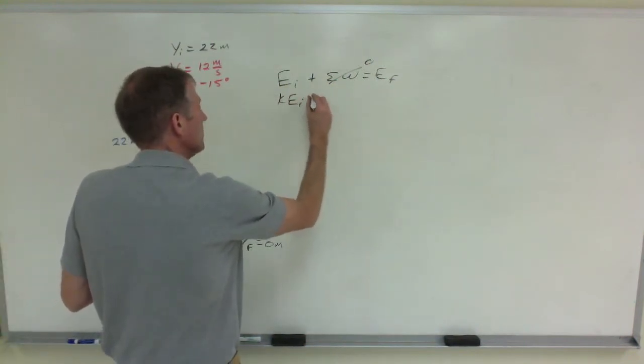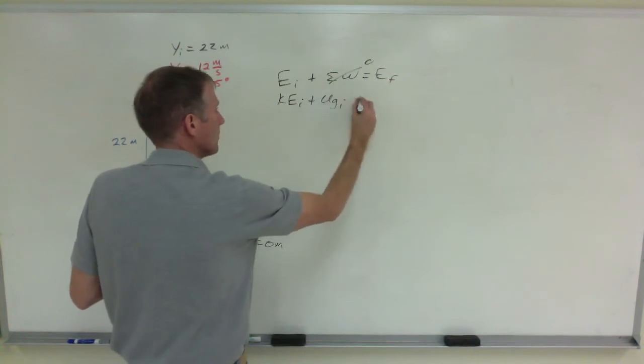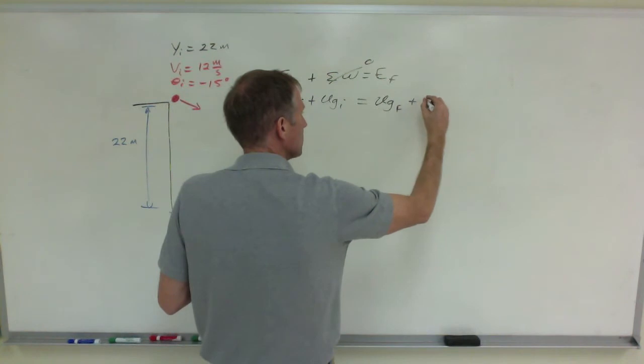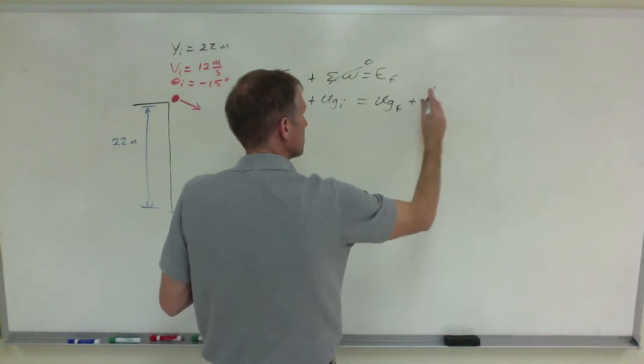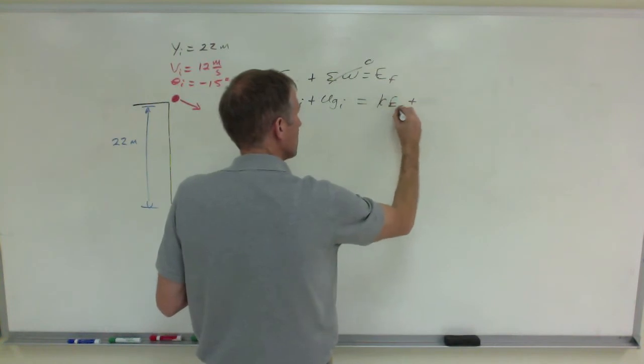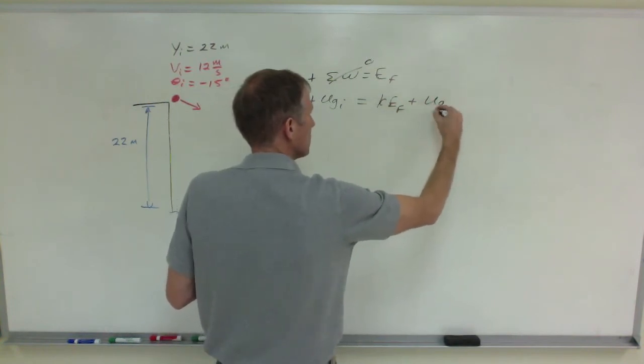Initial kinetic energy plus initial potential energy equals final kinetic energy plus final potential energy.